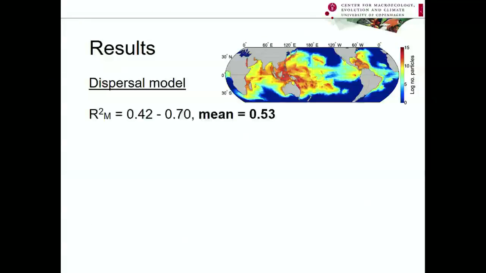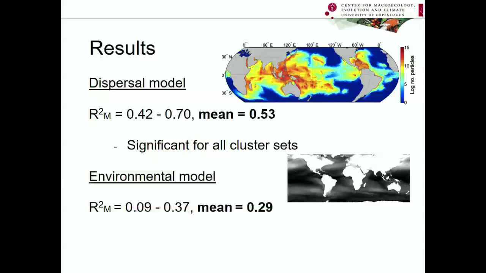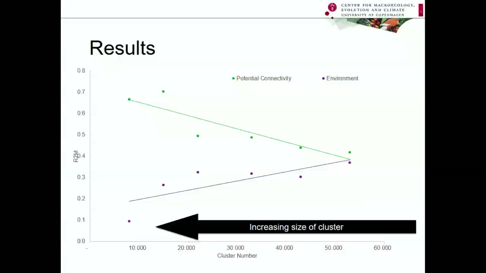So when we look at the results for the dispersal model, I find an R squared M of between 0.42 and 0.7, with a mean over the cluster sets of 0.53, and it was significant for all cluster sets. For the environmental model, I get an R squared M between 0.09 and 0.37, with a mean of 0.29, which is significant for 4 of the 6 cluster sets. When we plot this, you can see that at the scales that I analyze the data, connectivity is more important than environment at all scales.